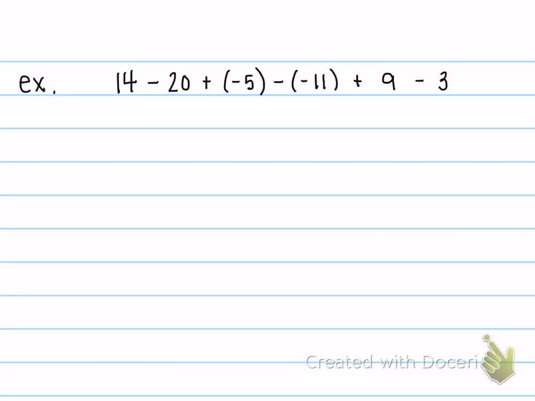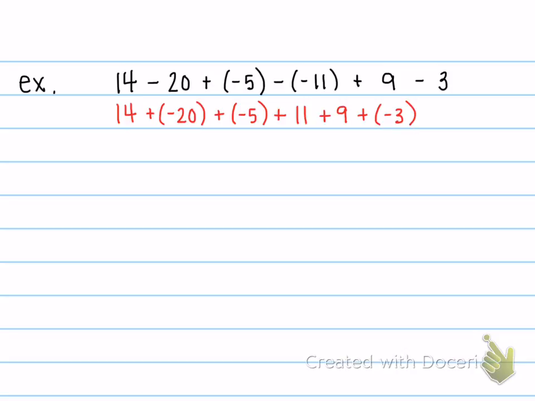Okay, welcome back. We are going to change first all of our subtractions to additions. 14 is going to stay 14. Minus 20 should have become plus negative 20. Plus negative 5 stays plus negative 5. Minus negative 11 should become plus positive 11. Plus 9 stays plus 9. And then minus 3 should become plus negative 3.